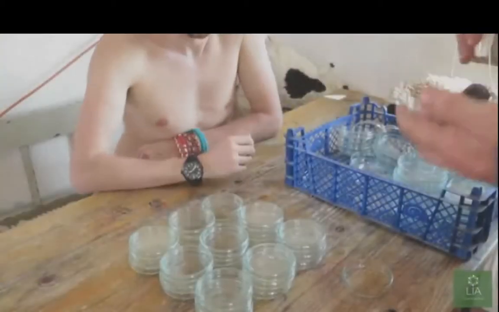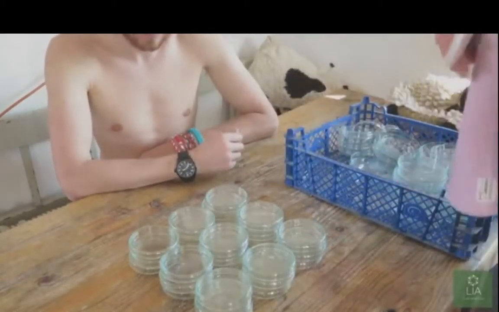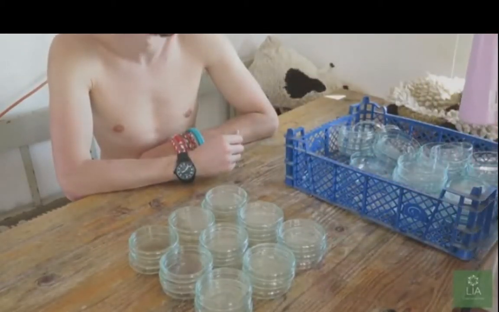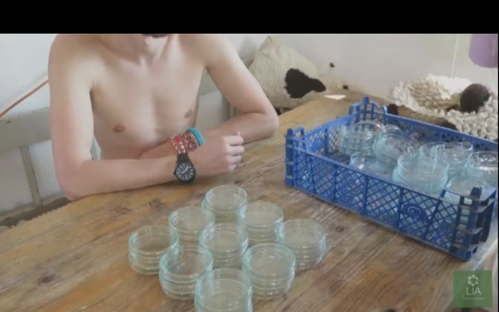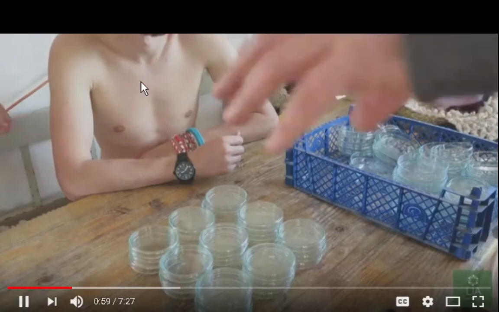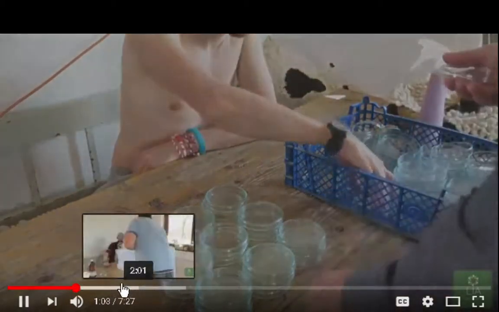Now you'll see that we're stacking the Petri dishes in stacks of 3. This is just an easy number to work with when you're moving, filling with agar, closing, moving. What is the purpose of this guy sitting here? To that stage.